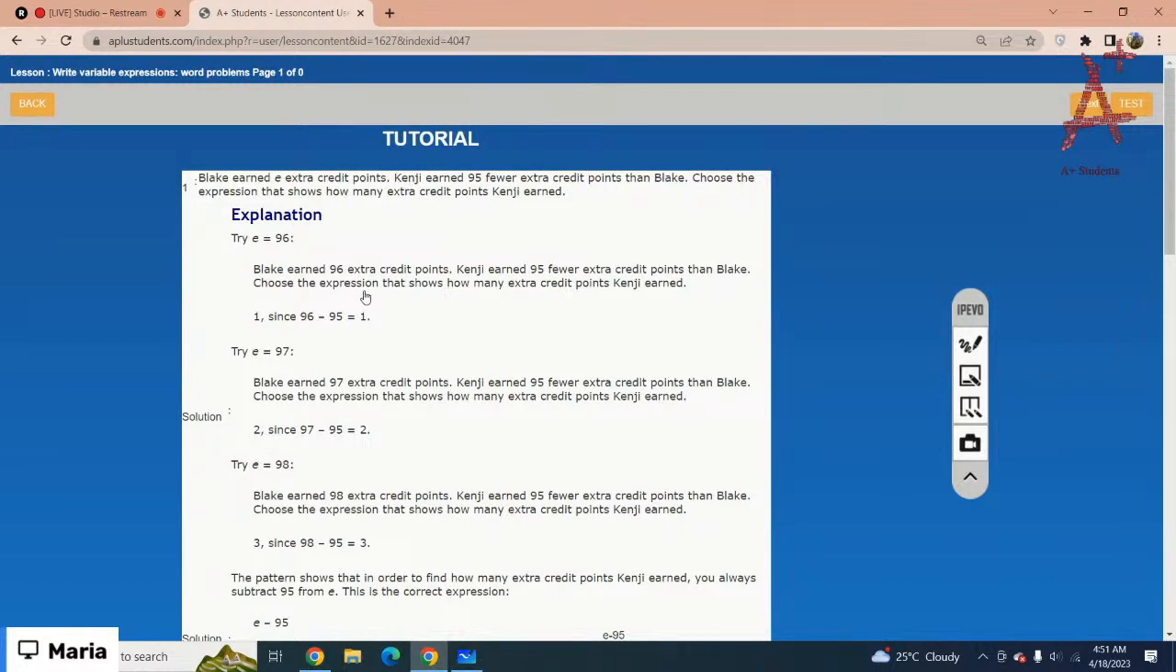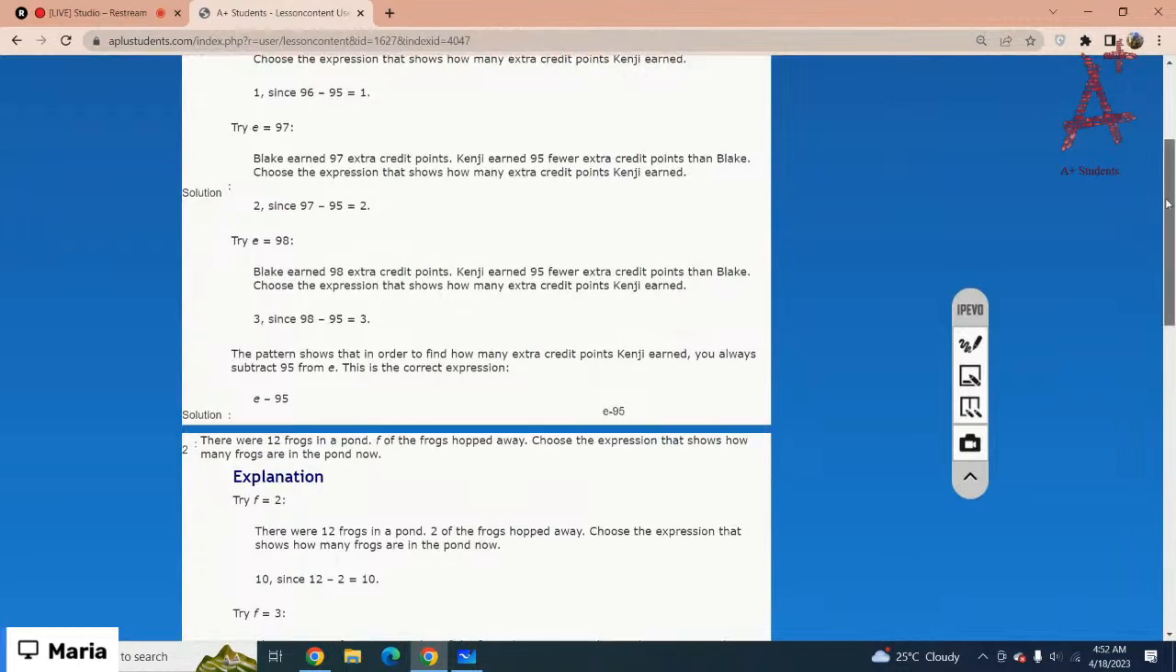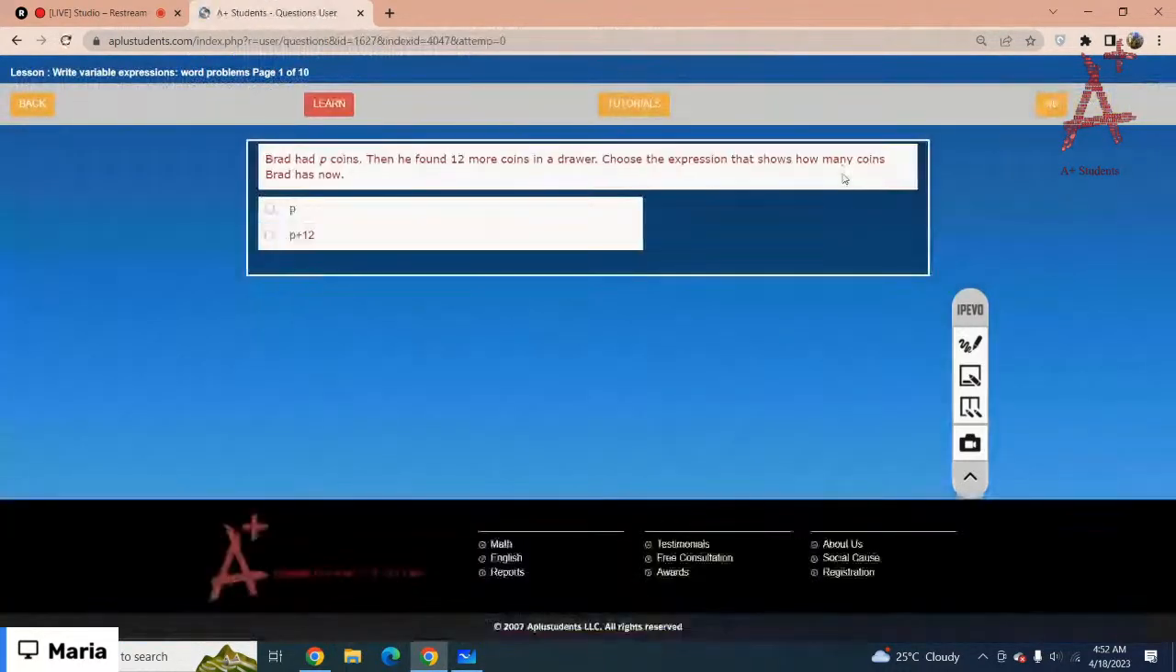Let's suppose Blake earned 96 extra credit points. Kenji earned 95 fewer points than Blake. So it would be 96 minus 95 equals 1. If it were 97, 97 minus 95 is 2. 98 minus 95 is 3. Basically, we are guessing the answer. So E minus 95 it is. You have to write down the expression for the question. Let's just start with the test question. I will explain what you have to do.